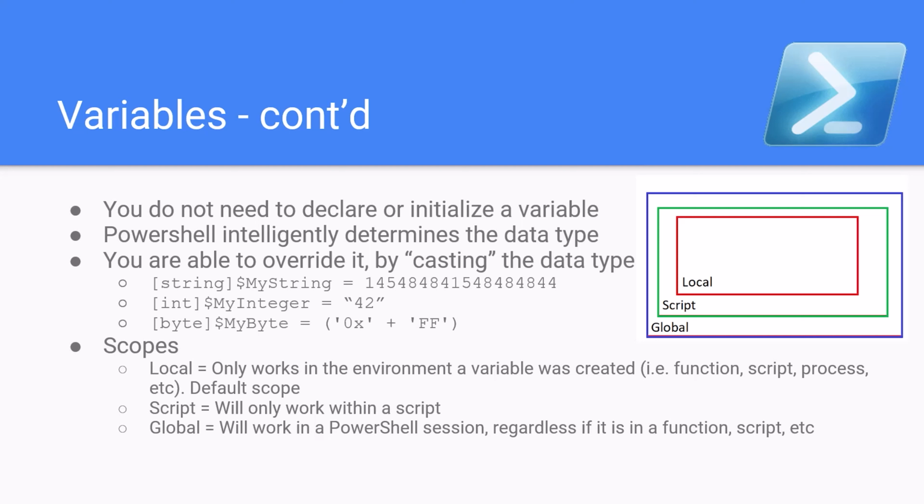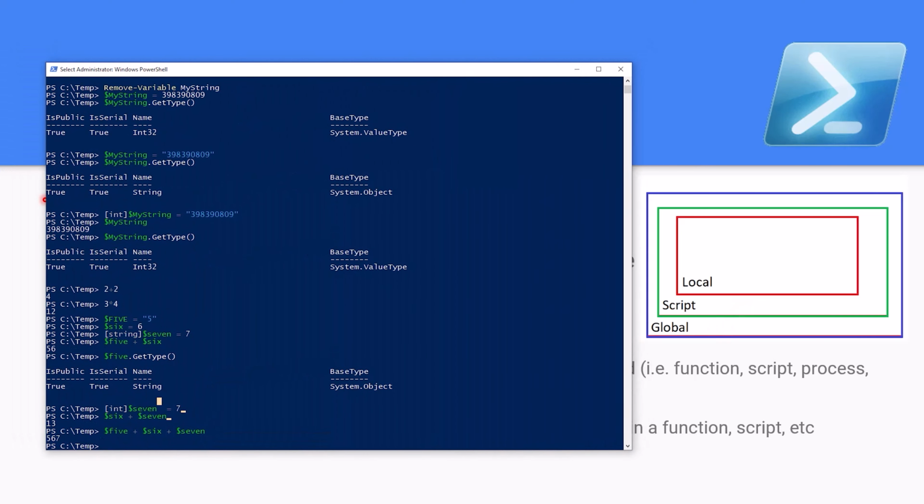So the reason why we have these boxes here is because if I do something in this script, it can be referenced within this local scope here. But if I do something in the local scope, it cannot be referenced in the script. Same thing when we go to global. So global is, again, this PowerShell session here, and I can create a function, I can call a script, and I can do everything else.